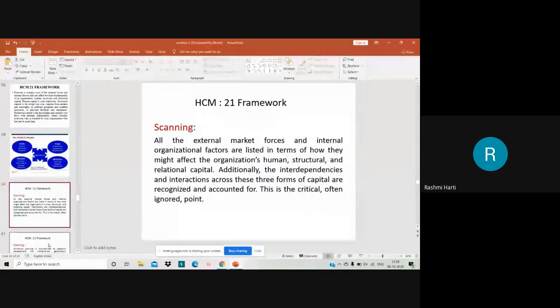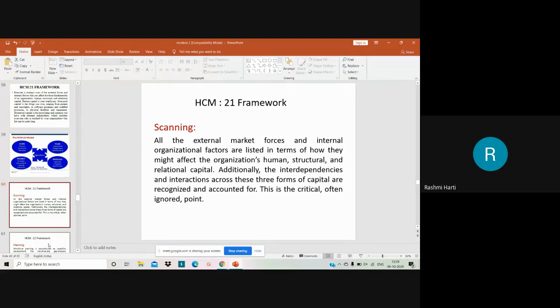Okay. In detail, if we go into the HCM framework 21, scanning is nothing but scanning all the external market forces and internal organizational factors, which are listed in terms of how they might affect the organization's human, structural, and relational capital. Additionally, the interdependencies and interactions across these three forms of capital are recognized and accounted for. So this is a critical and often ignored point.